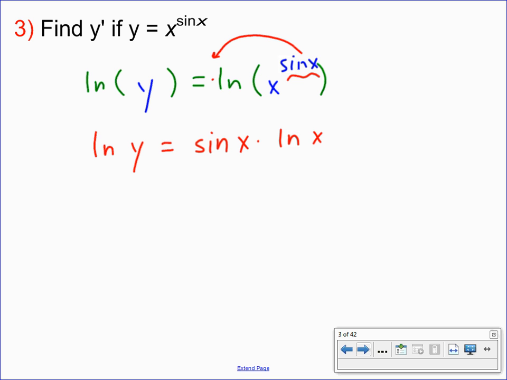So here we go. The derivative of the natural log of a function is 1 over the function times the derivative of the function. What's the derivative of my function y with respect to x? We'll go ahead and call that y prime. You could also use dy dx. Both are used in the AP exam.